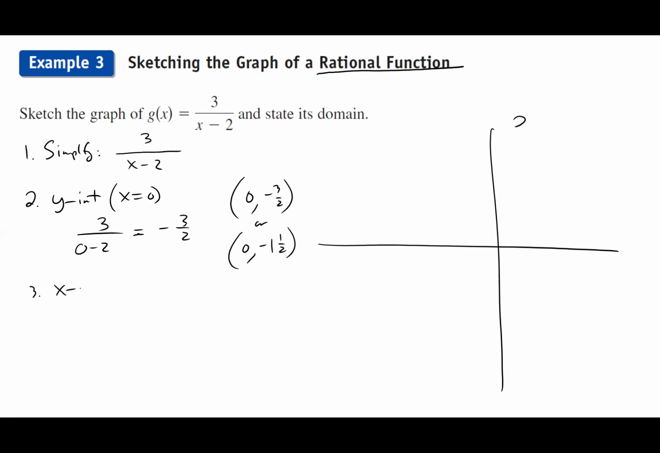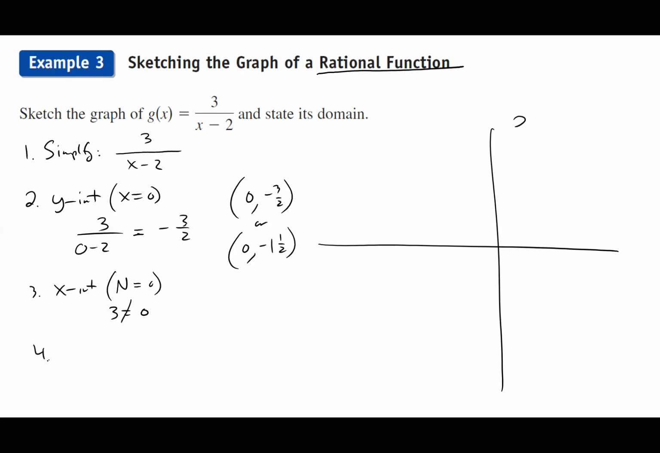Okay, number 3. It's technically the x-intercept. The x-intercept is when the numerator equals 0. So can I just put a big N for numerator? When does the numerator equal 0? It doesn't, because 3 doesn't equal 0. Slash that equal sign.